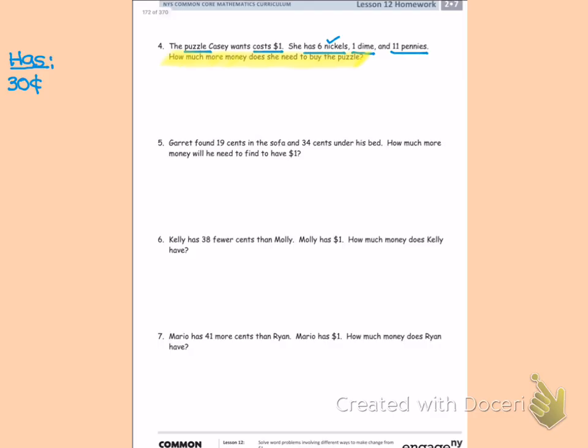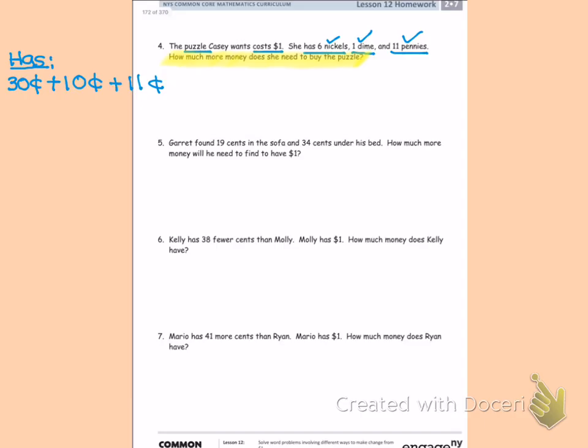She also has a dime. A dime is 10 cents, so I'll add that in and put a check mark. And the last thing it says is that she has 11 pennies. 11 pennies is the same thing as counting by 1 11 times. That's 11 cents. So I'll write that here and put a check mark so that I don't add it again.